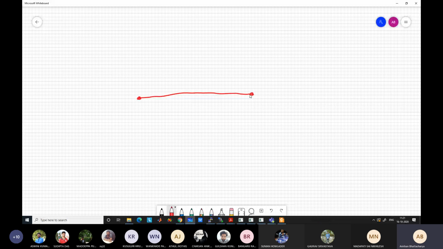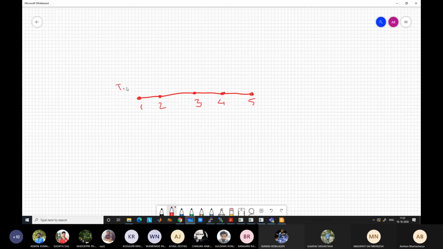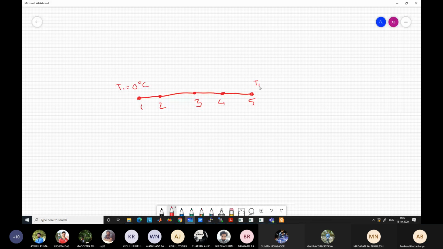On the online exam, I have given a very short problem. So equidistance. My drawing is not equidistant, but let's say it is equidistance. All the points are equidistance from each other, and these points are 2, 3, 4, and 5. So we have to find the temperature distribution at 2, 3, and 4 because T1 is given. T1 is I think 0 degrees centigrade, and T5 is 100 degrees centigrade.